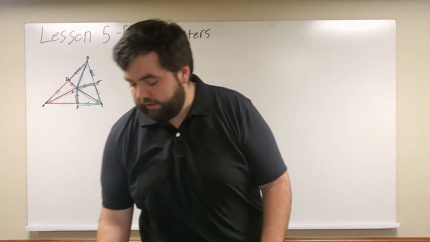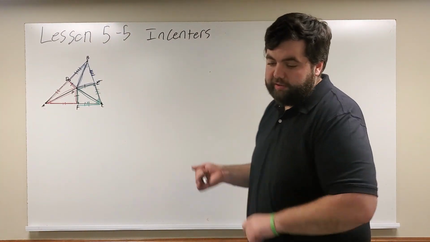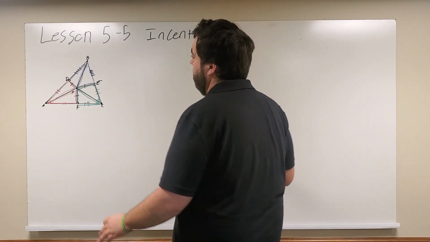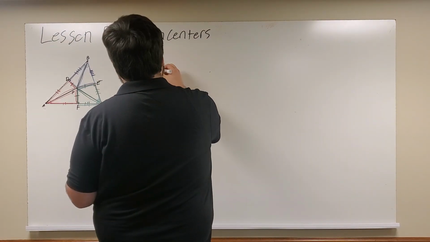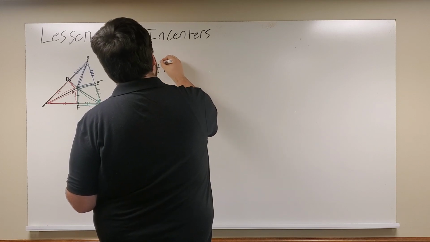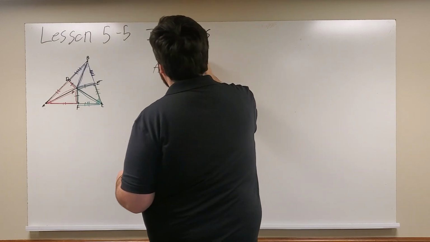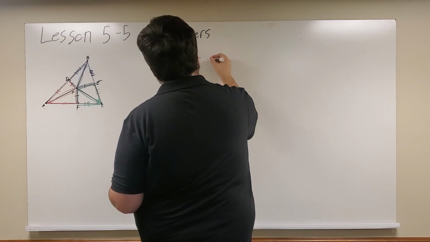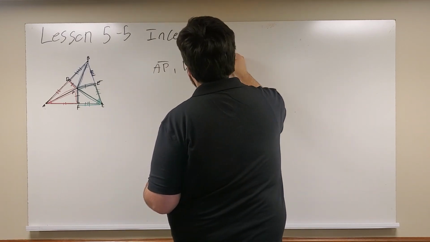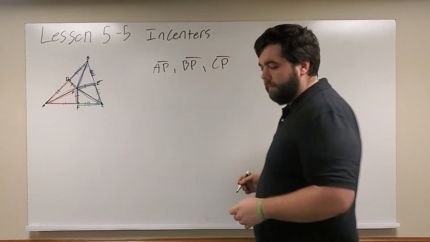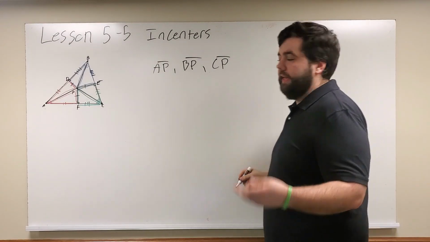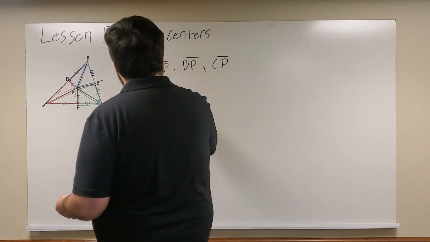So we're going to go through and list the angle bisectors. Well, we have AP. We have line segment BP. And line segment CP. Name our incenter. Well, that's just going to be point P.